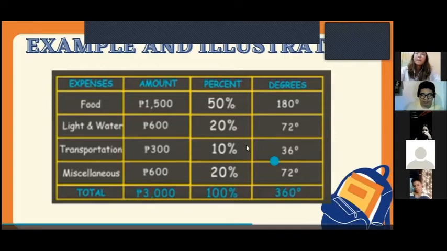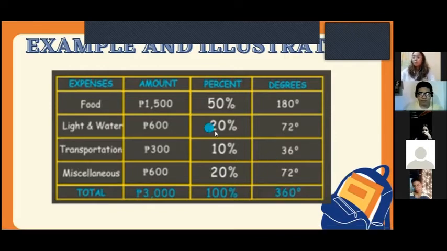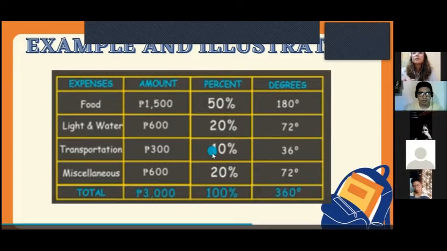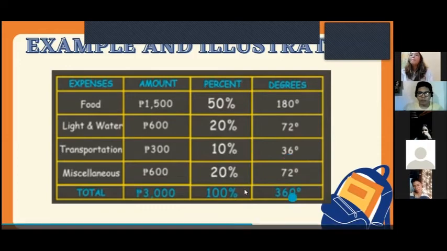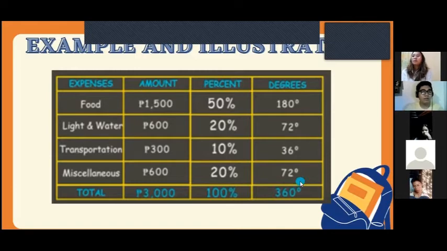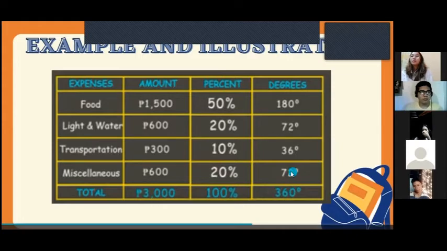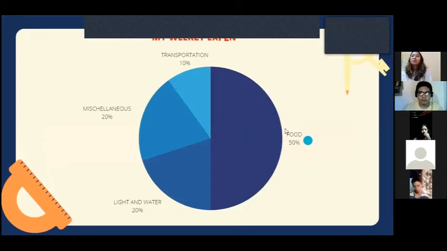Next is 360 multiplied by 0.20, so it will be 72 degrees. Next is 360 times 0.10, which will be 36 degrees. Next is 360 times 0.20, so it will be 72 degrees. So a total of 360 degrees. So here it is, the example of the pie graph.